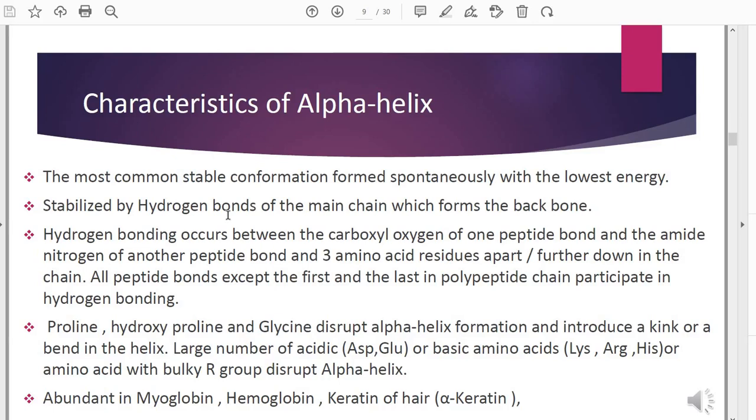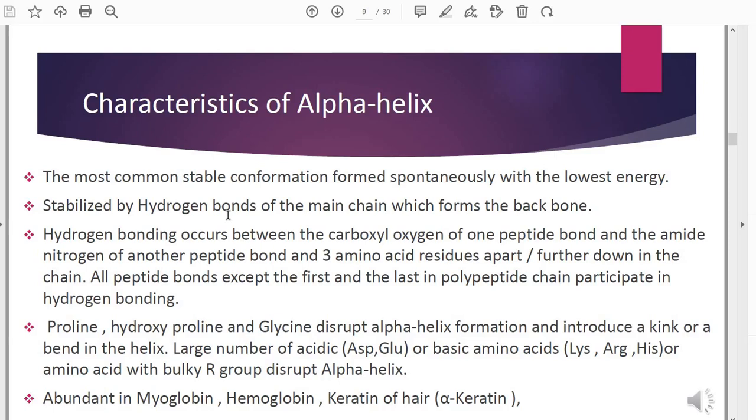the alpha helix. Hydrogen bonds occur between the carboxylic oxygen of one peptide bond and the amide nitrogen of another peptide bond, but they are not successive to each other; they are 3 amino acids apart or further down in the chain. All polypeptide bonds except the first and the last peptide bond can participate in the hydrogen bond. The first and the second do not participate in the hydrogen bond.